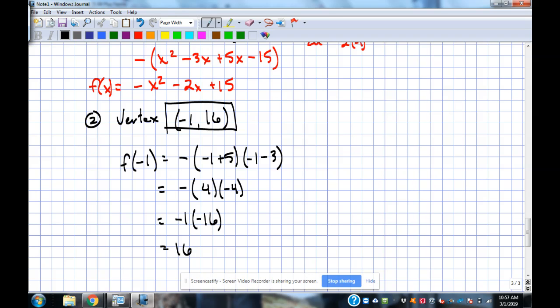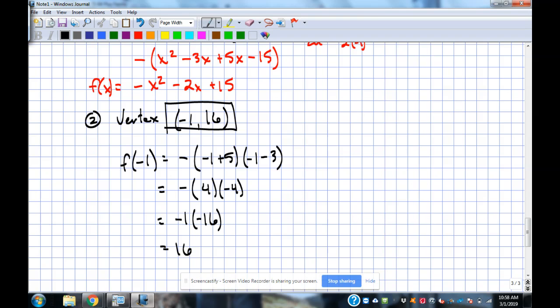No matter how you get the x value for the vertex, you're going to get the y value for the vertex the same way every time. You're going to plug that number in and work it out, unless it's in vertex form, and then there's a shortcut. Okay. Recognizing these forms is going to be important so that you know which shortcuts you're going to have.